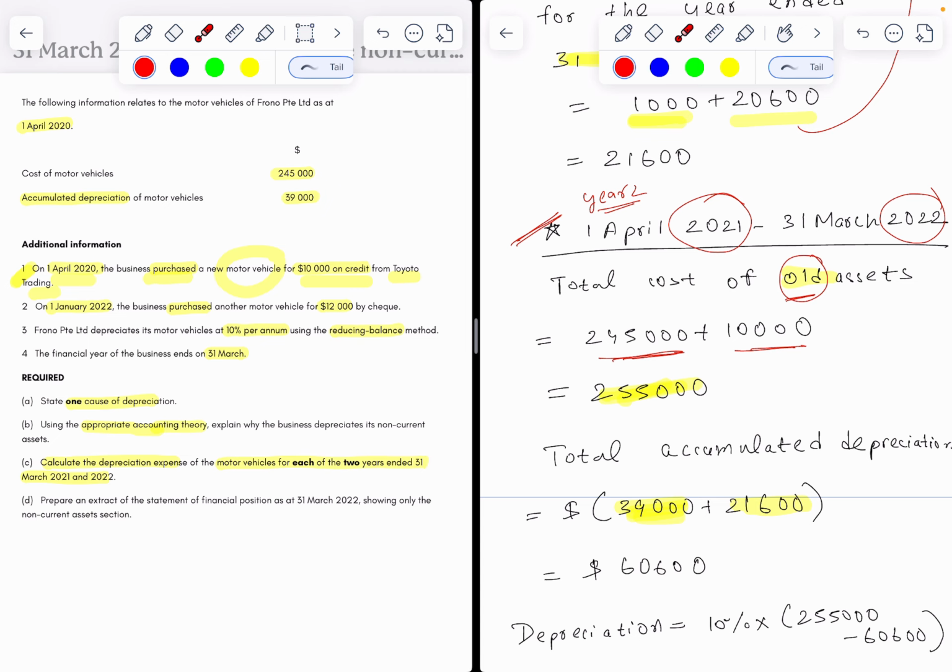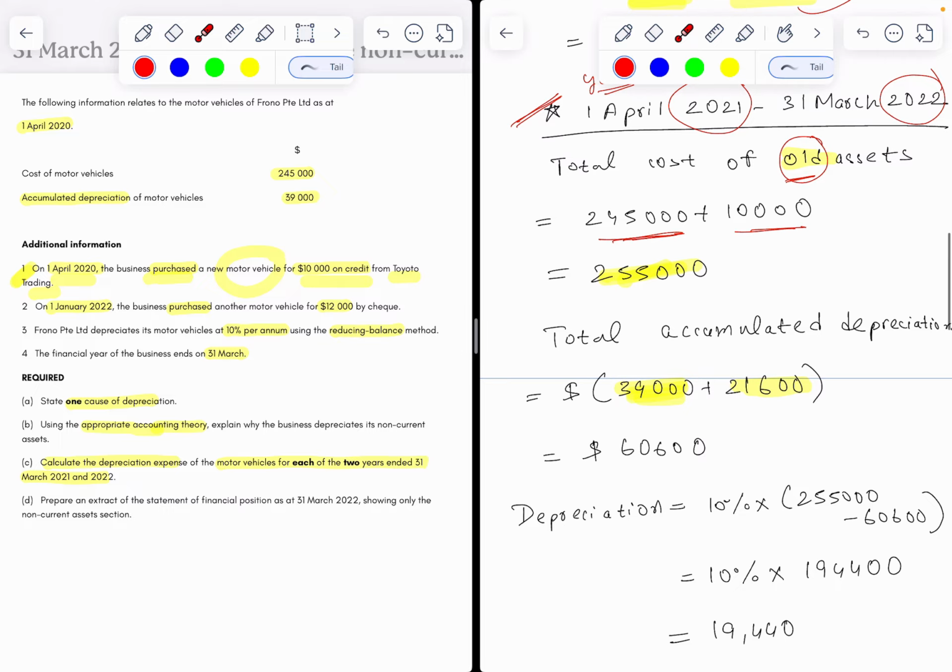Now, why we needed to find that? Because now that we are in a different financial year, which is from 1 April 2021 until the end of 31 March 2022, you are using the reducing balance method, which means that you need to know the net book value, which is the difference between the total cost and the accumulated depreciation, which is what we have done here.